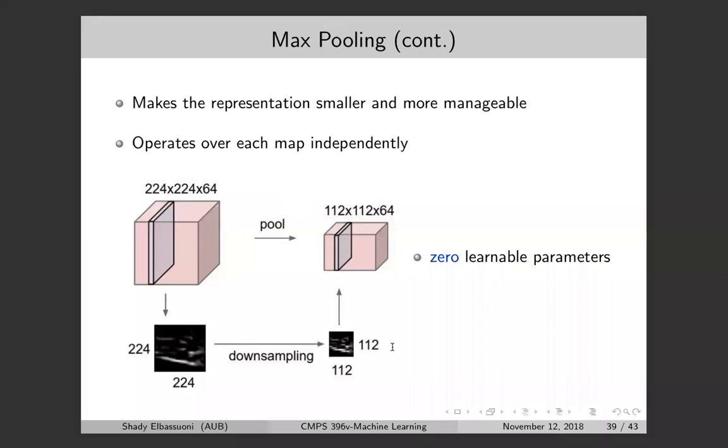Why 0 learnable parameters? How many parameters does this pooling operation involve? Does it involve any weights? No, it doesn't involve any weights. You're taking the maximum over the values of the pixels, so it doesn't involve any weights, hence it has 0 learnable parameters. And 2 hyperparameters, the filter size and the stride. Only 2 hyperparameters. Okay?